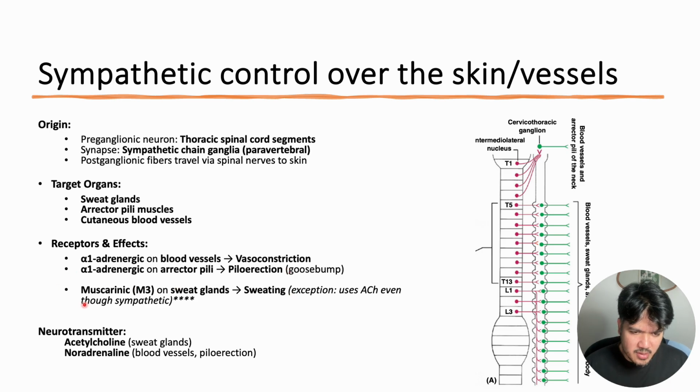And for the purpose of this lecture, I don't want to confuse anyone, but there's a very unique one, which is the M3 on the sweat glands, and it's actually the use of acetylcholine through the sympathetic division. So it's a bit of an exception here. But just following the convention, the neurotransmitter associated with the sympathetic division is going to be noradrenaline.